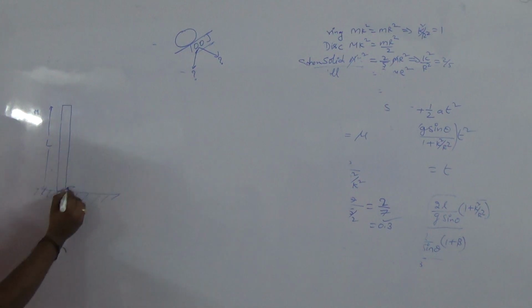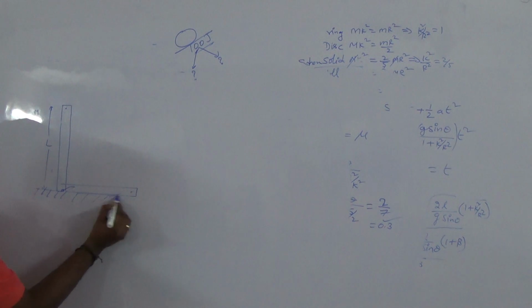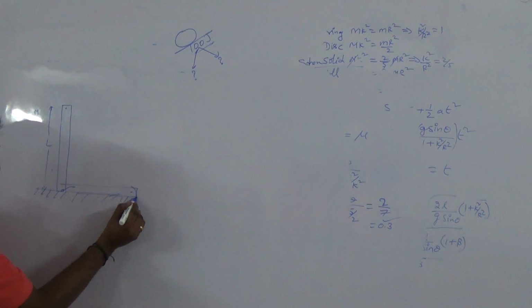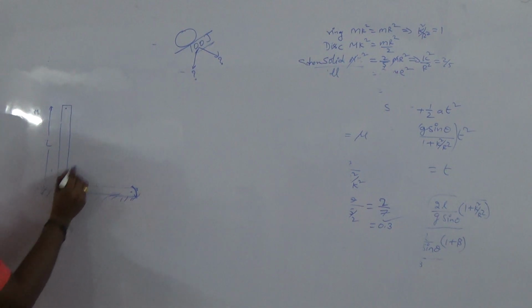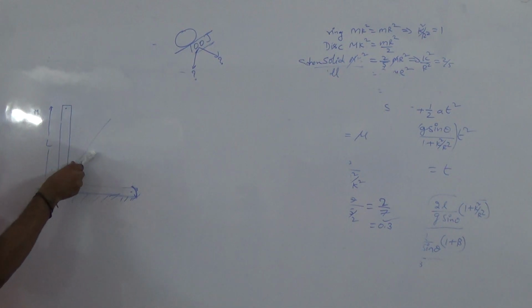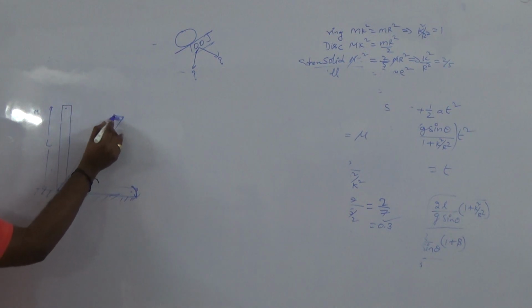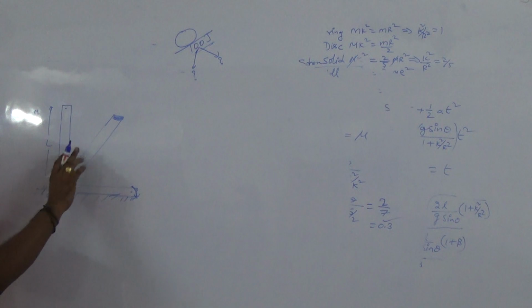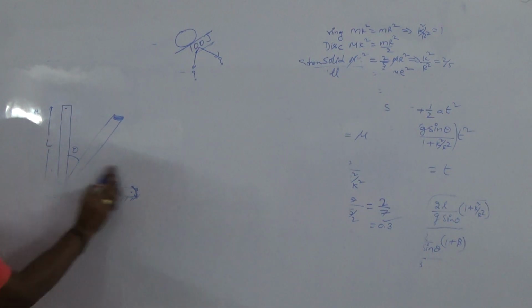What is the velocity of this rod? What is the velocity of this end before it hits the ground? When it hits here, what is the velocity of this rod? The rod falls like that. Now the rod is at this position. What is the velocity of this free end of the rod when it is at an angle theta? So different cases are there, so I am explaining here.